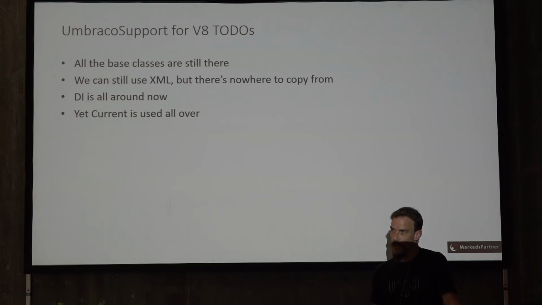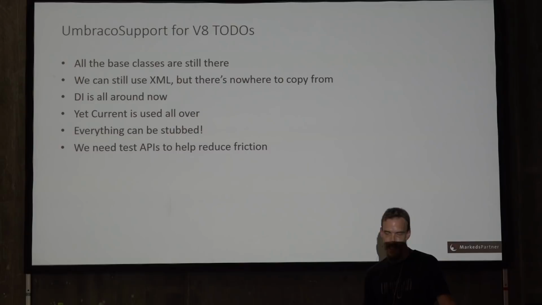And there might still be a lot of places where current is used, so you can't actually inject stubs into things. That's a repeat of what we did before, so I'm not going to do that again. But we need new test APIs in Umbraco 8 now, since everything has been shifted around. My hopes and prayers are that we get more Umbraco support now for Umbraco 8, but it's going to take some time.